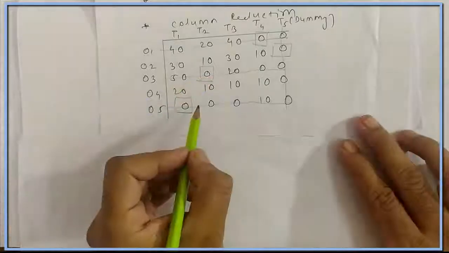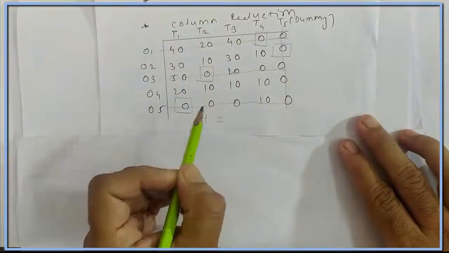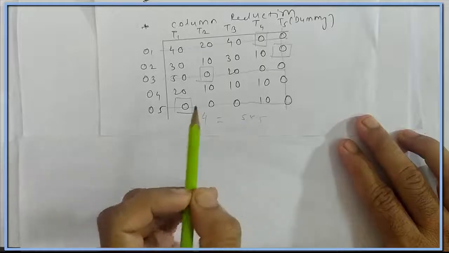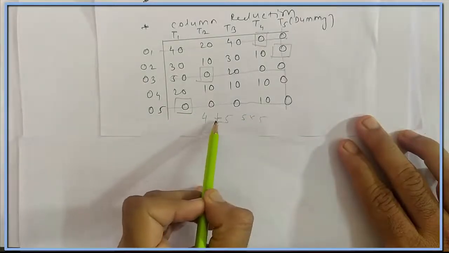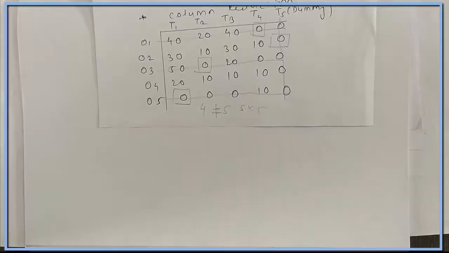In the next step, first of all count the lines: 1, 2, 3, 4. Here the number of lines is equal to 4 and the order of the matrix is 5 by 5. Therefore we can say that the number of lines is not equal to the order of the matrix. Therefore here we cannot get the optimal solution.